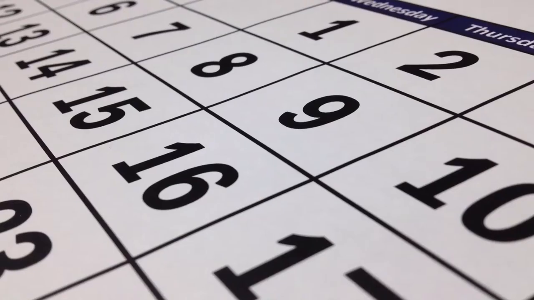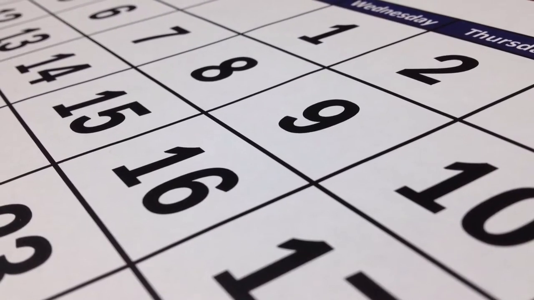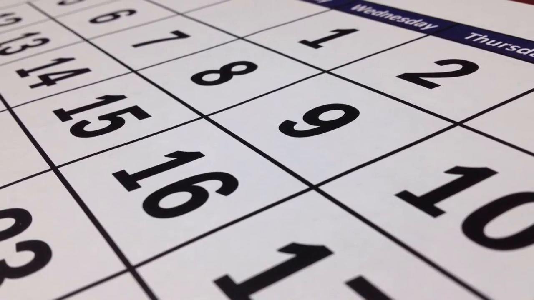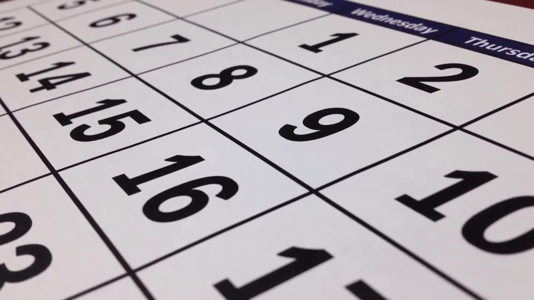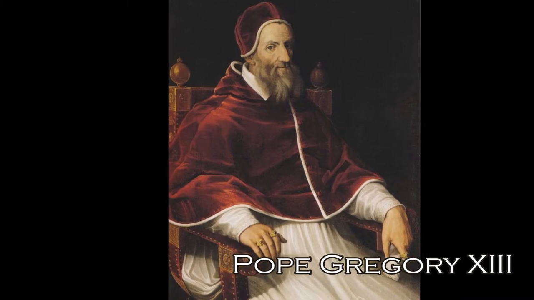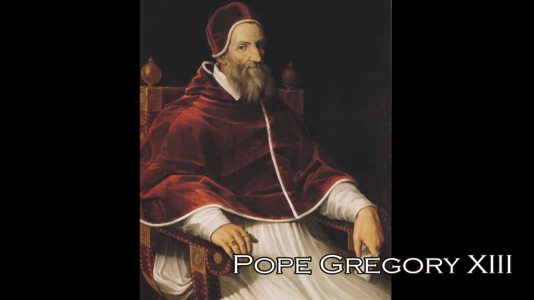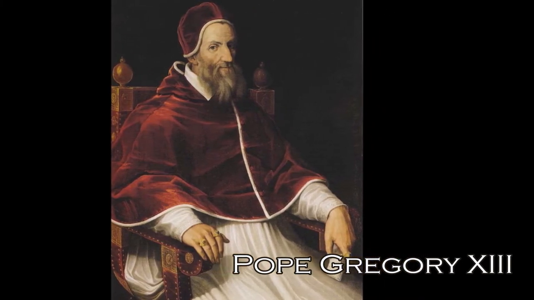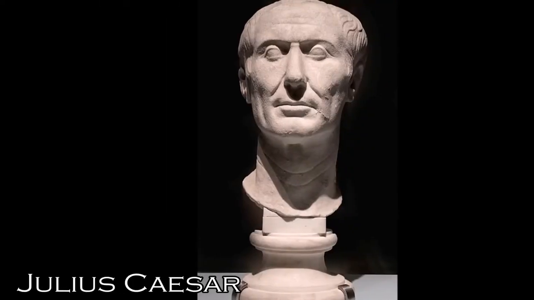The calendar that we all know and love today, and use every day, is called the Gregorian calendar. Now, this didn't turn up until the 1500s when Pope Gregory decided he was going to tweak the previous calendar. The previous calendar was called the Julian calendar, and this had been introduced by a certain Julius Caesar.